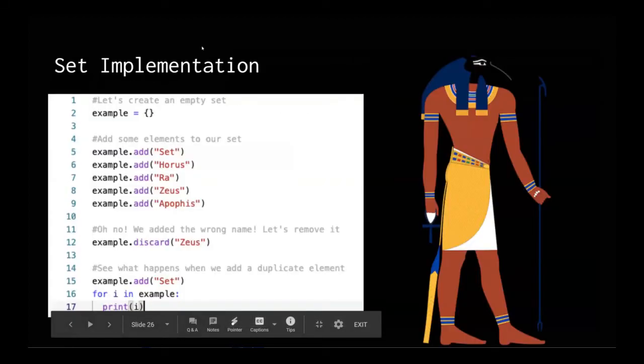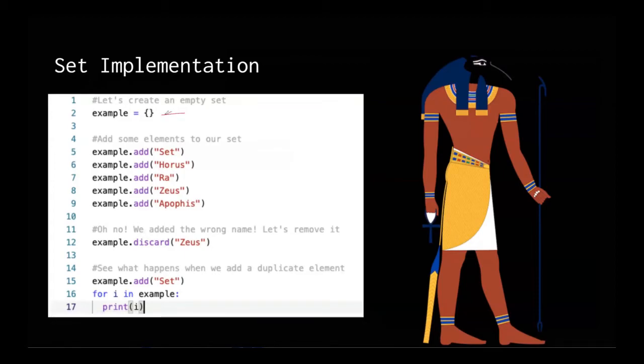So for set implementations, let's create an empty set. And as you can see, this is literally how you create a set. For most of these, you don't even need to import anything because it just acts like a regular thing. All right, so you can add elements to the set, right?